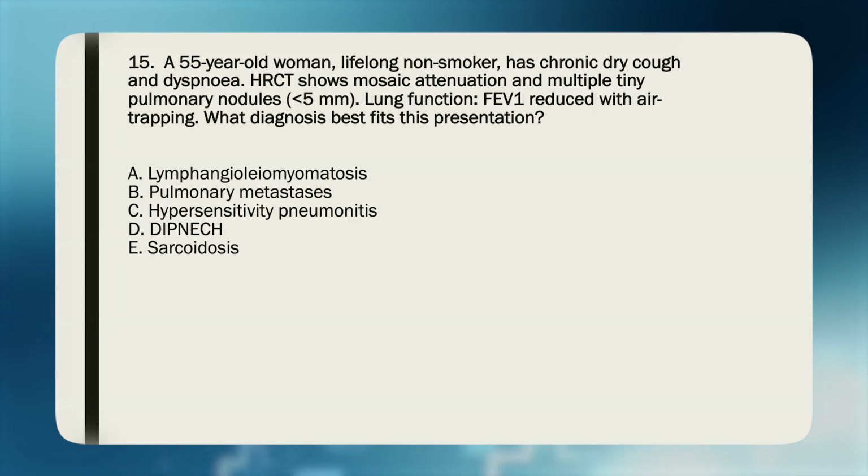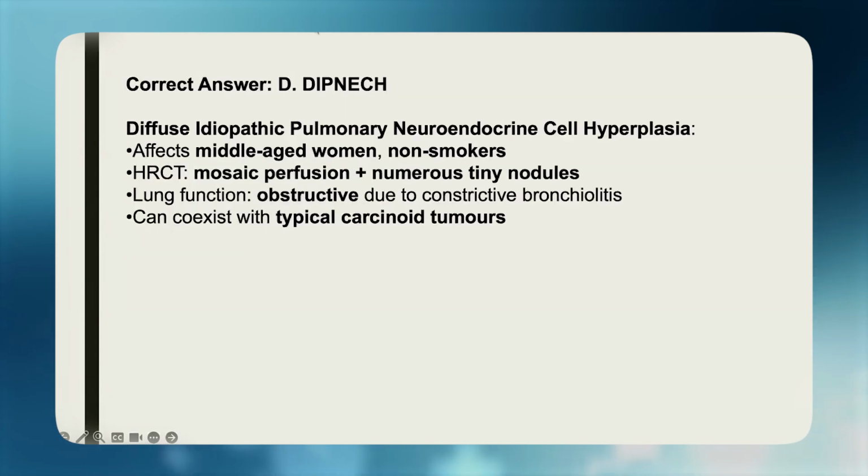55, non-smoker, has chronic dry cough, dyspnea, mosaic pattern, multiple tiny pulmonary nodules. Lymphangioleiomyomatosis? No. Pulmonary metastasis? Possible, but the other symptoms don't fit. Hypersensitivity pneumonitis? No. What about sarcoidosis? Any answers? Okay, so the answer is diffuse idiopathic pulmonary neuroendocrine cell hyperplasia.